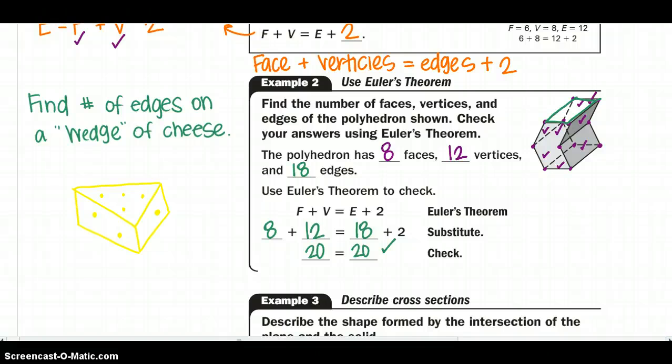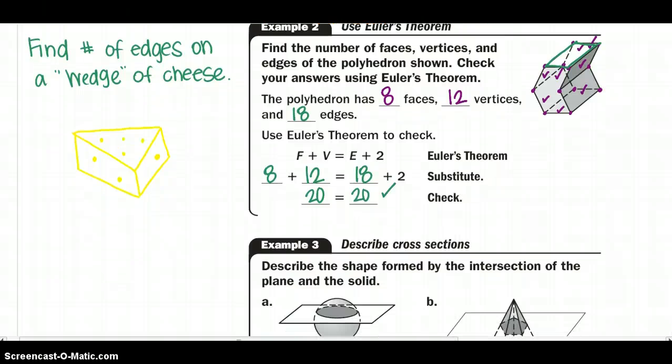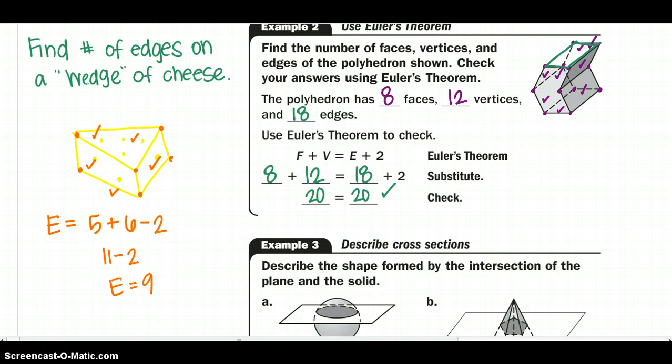Right, if you want to go over here, this is kind of a fun one. Find the number of edges on a wedge of cheese. So the number of edges, so we can say E equals, how many faces do we have? Well, 1 on the back side is 2, 3 on the bottom is 4, and 5. So I have 5 faces plus the vertices, 1, 2, 3, 4, 5, and 6. Minus 2, I think I counted them all. So 11 minus 2 gives me, my edges would be 9.